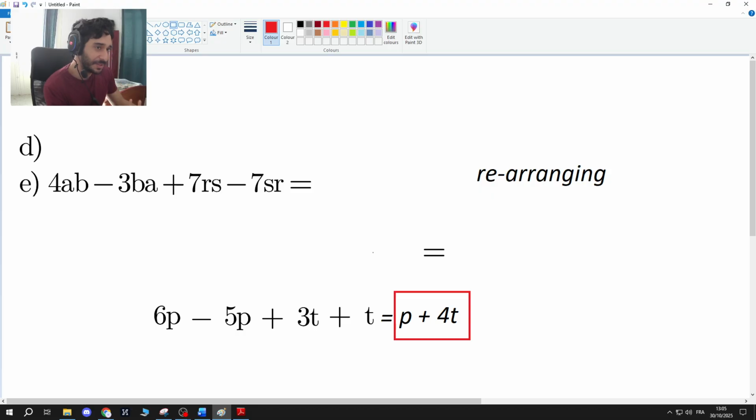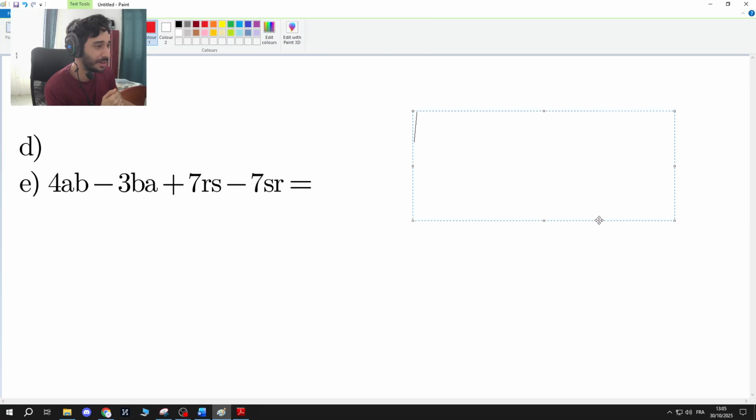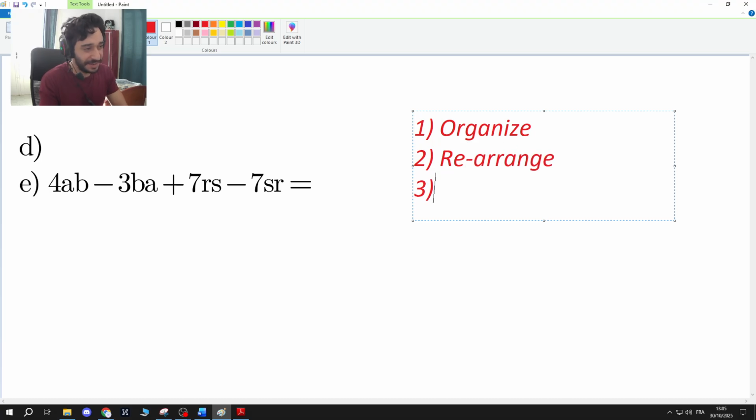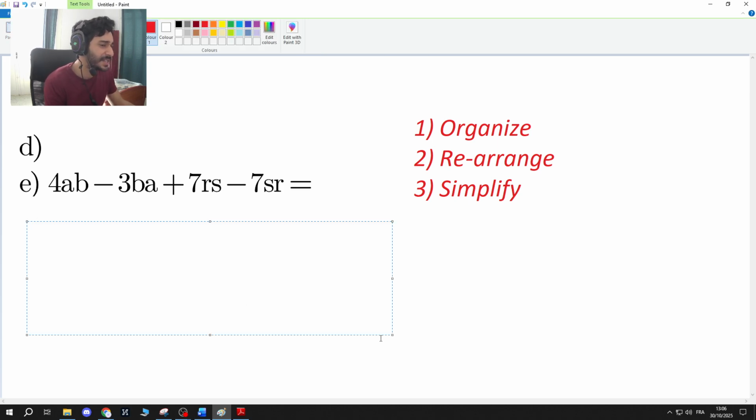Now let's move on to E. Now E also has an extra step, because not only are we going to rearrange, we are going to first organize and then rearrange and then simplify. And I'll show you how. All right, so let's look at our expression here. 4ab minus 3ba plus 7rs minus 7sr.